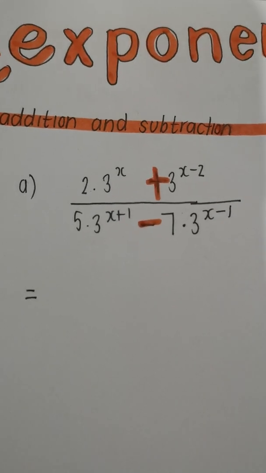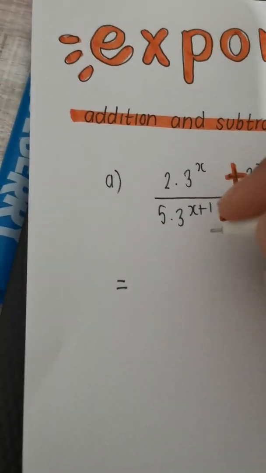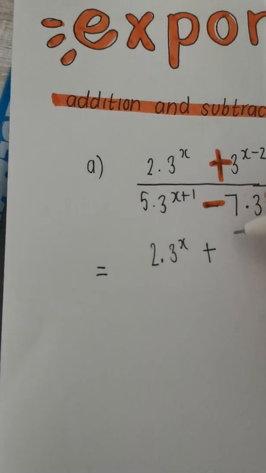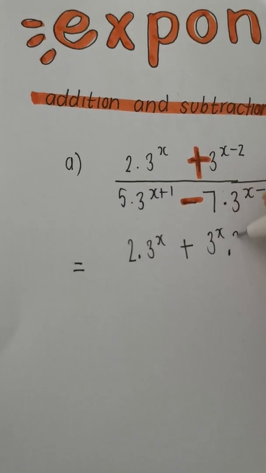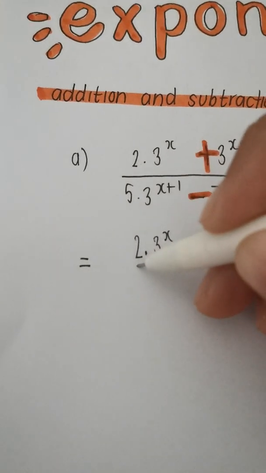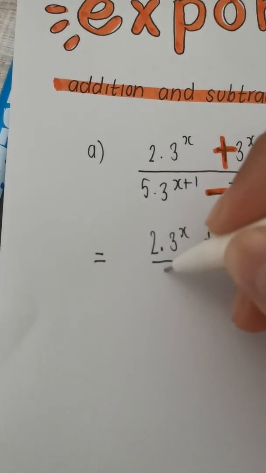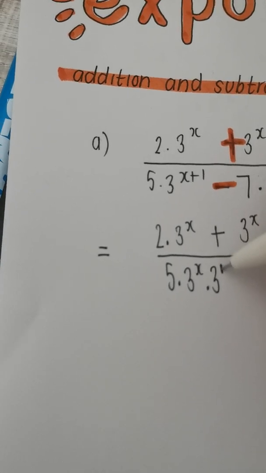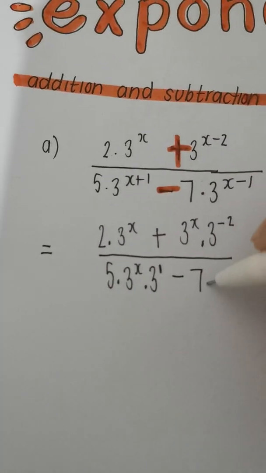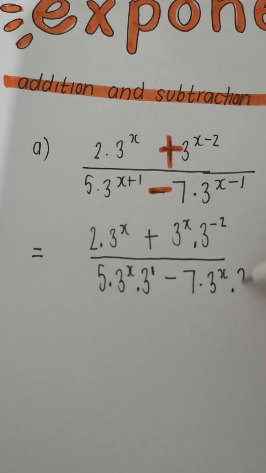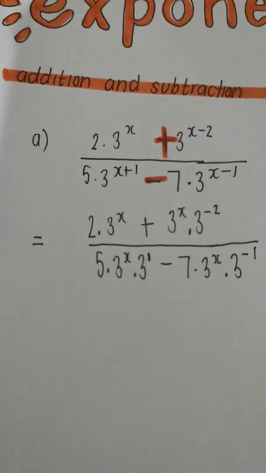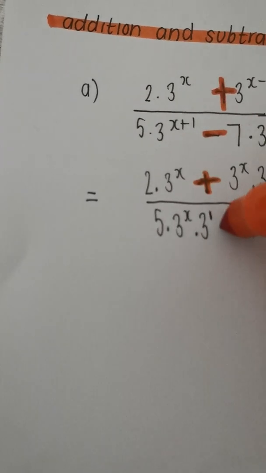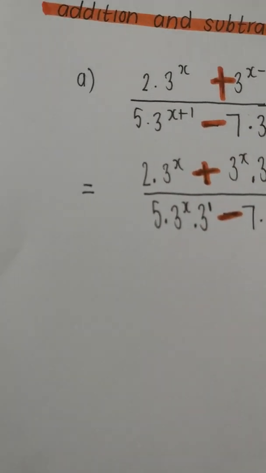Okay, what I like to do is separate them like this: 2 times 3 to the x plus, just so that it makes it easier for me and I don't forget anything, right? So 5 times 3 to the x positive 1 minus 7 times 3 to the x to the negative 1. Let's highlight my plus sign and my minus sign so that I do not forget it.